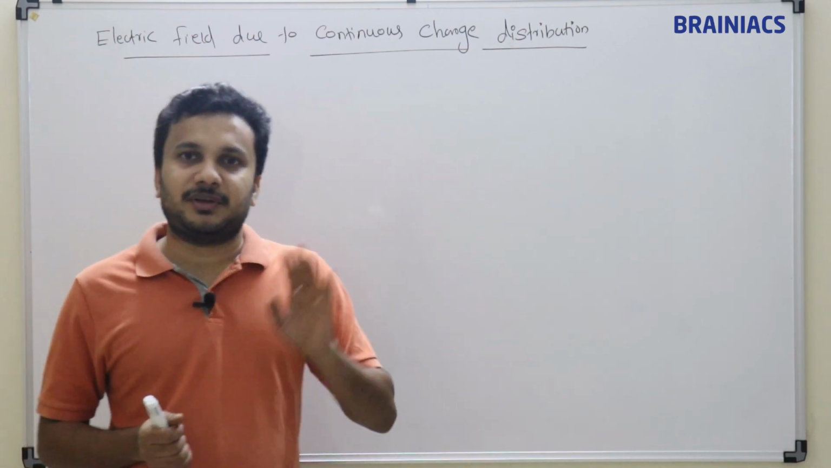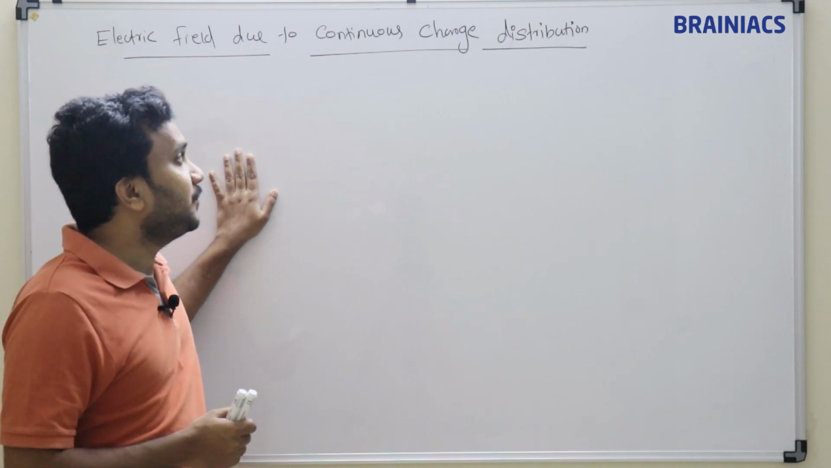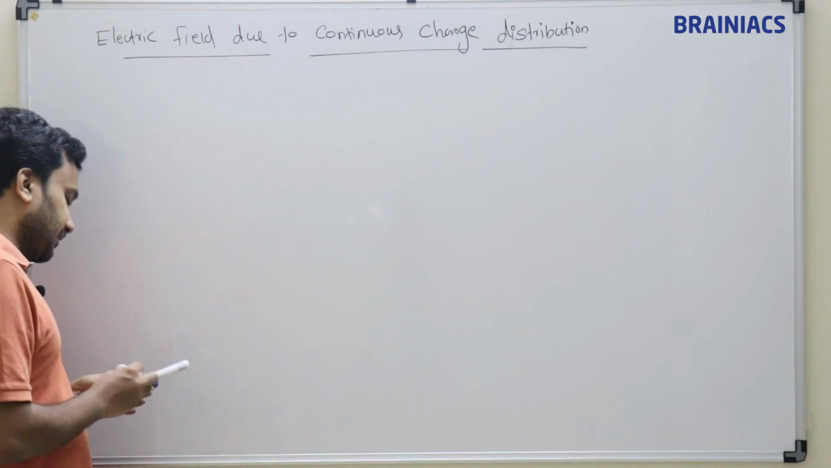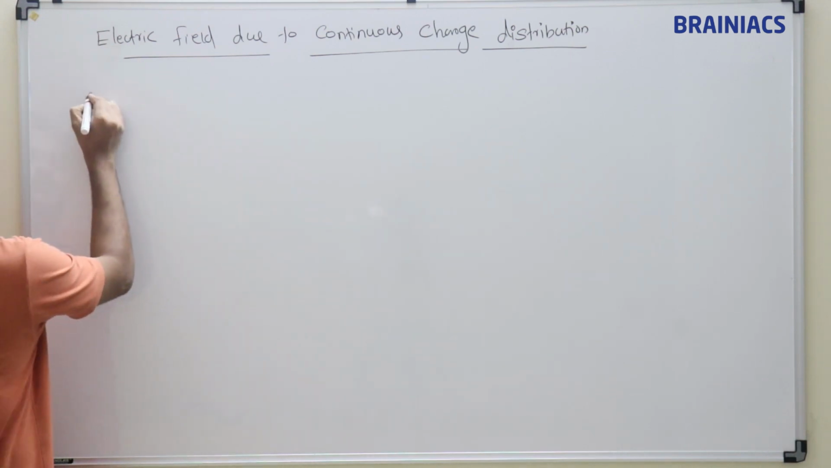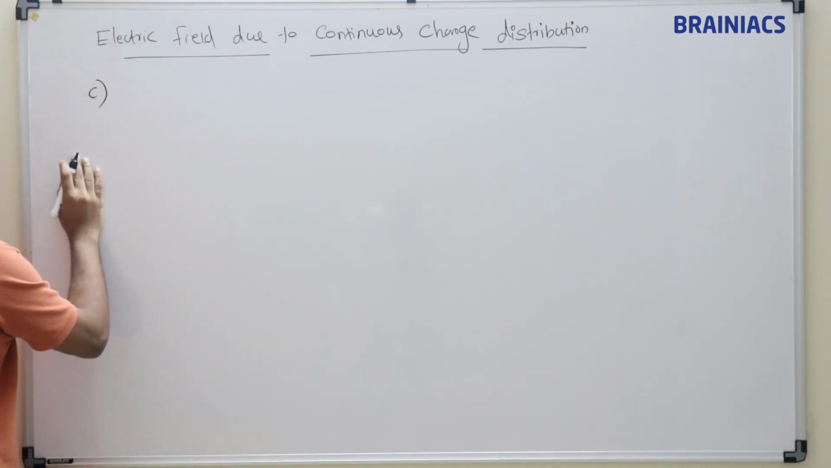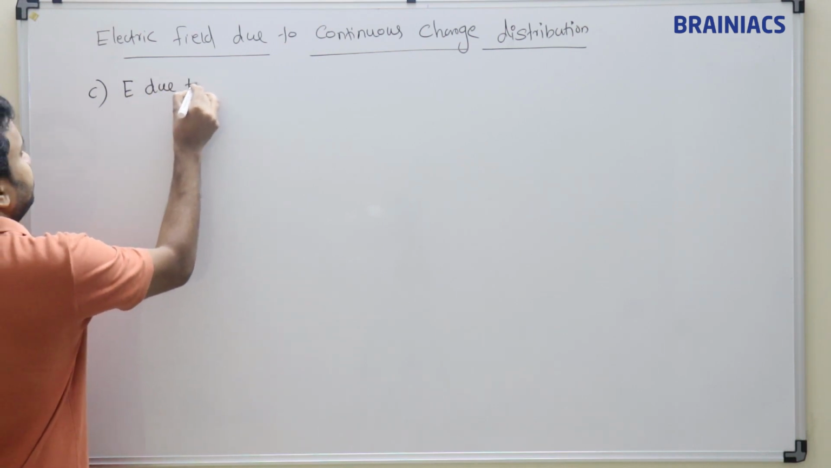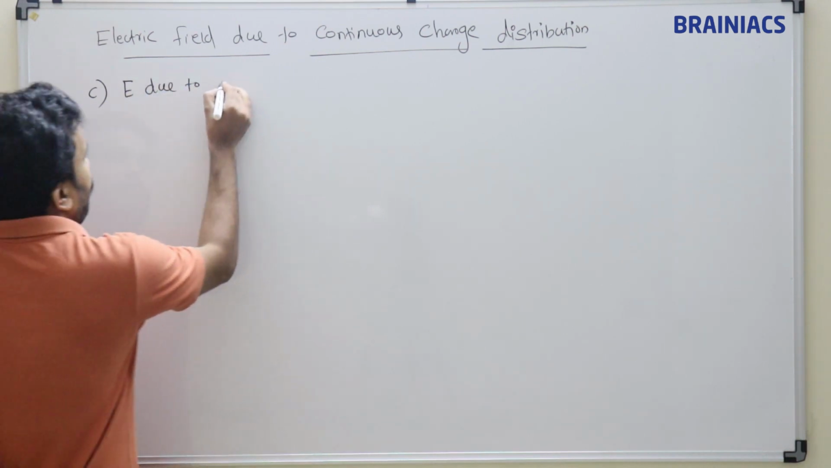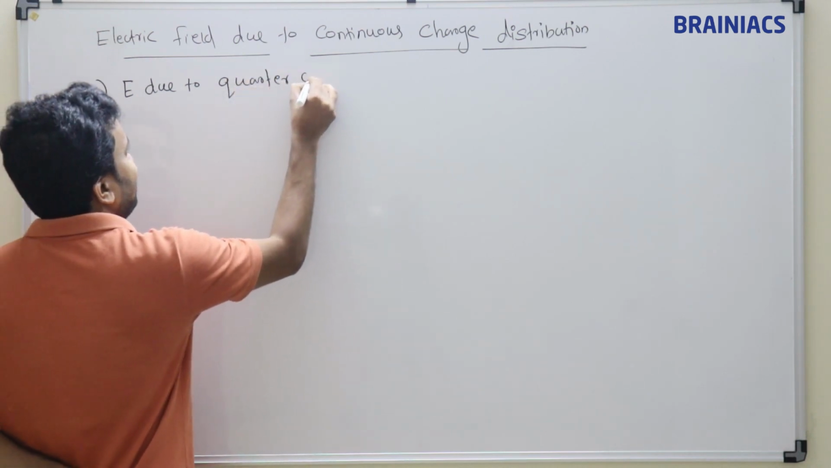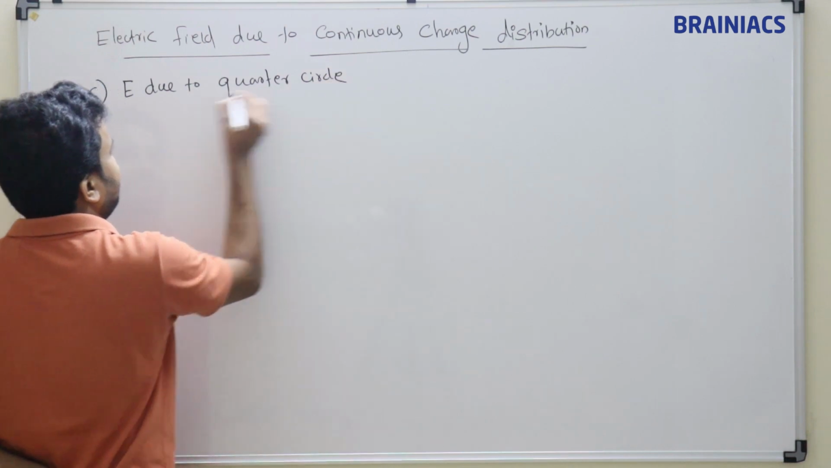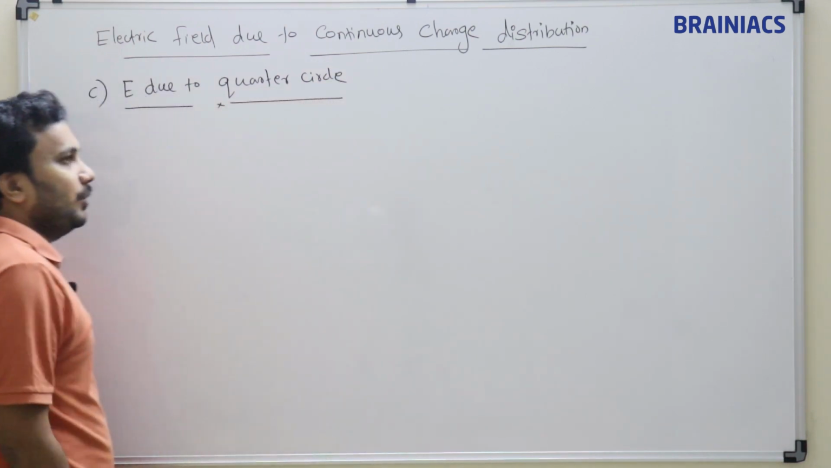So today we are going to see the next part. Write the next subheading, the continuation of the previous session, the third subsection: electric field due to quarter circle, in the sense of a quarter circle wire.